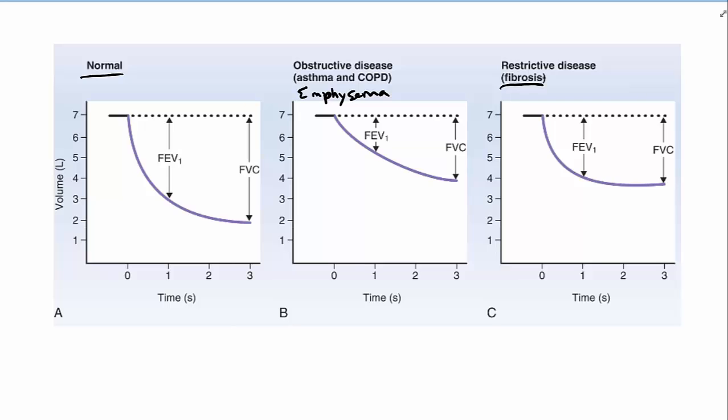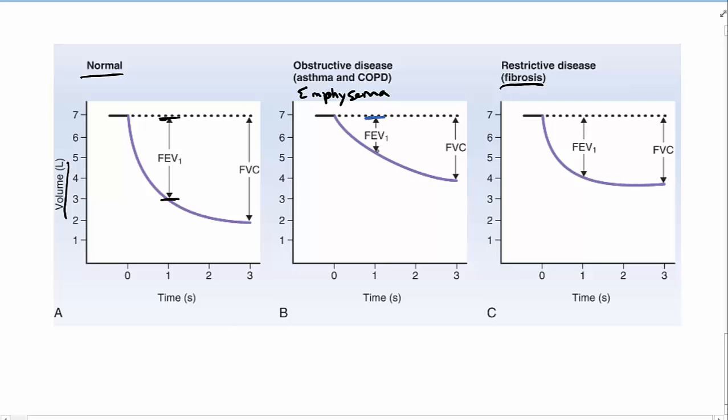So in a normal person, we look at their FEV1. That's the amount of air that can be forcibly exhaled in 1 second. So FEV1 is the first second of that. And you can see that this is the volume of air that can be blown out in 1 second. Let's look at someone with emphysema. It is drastically different.